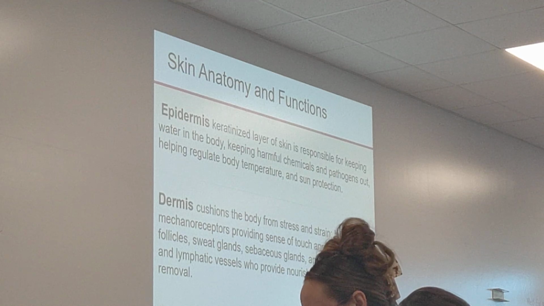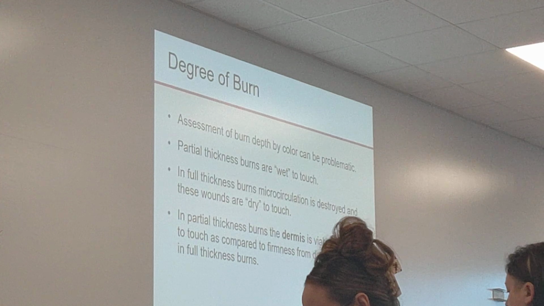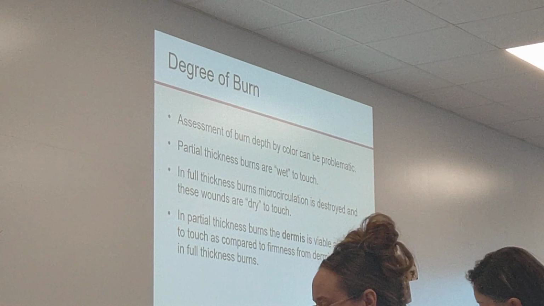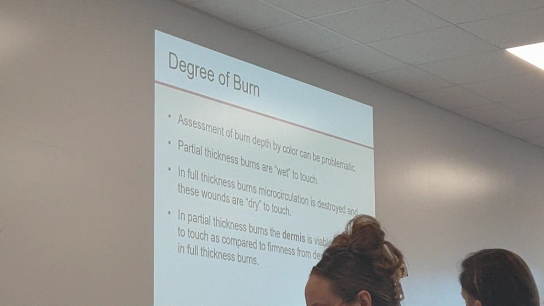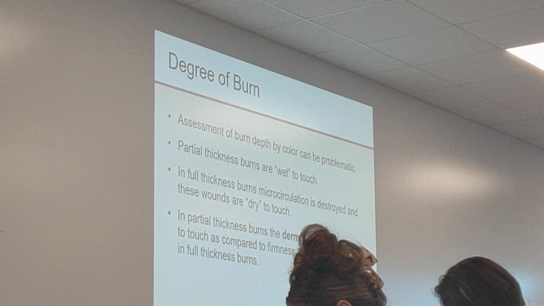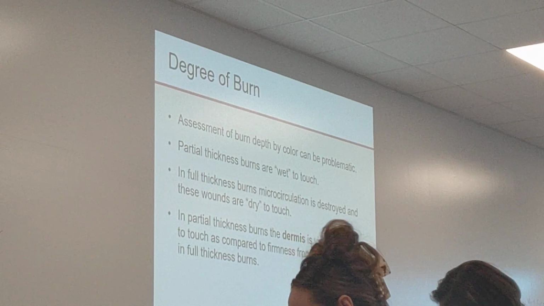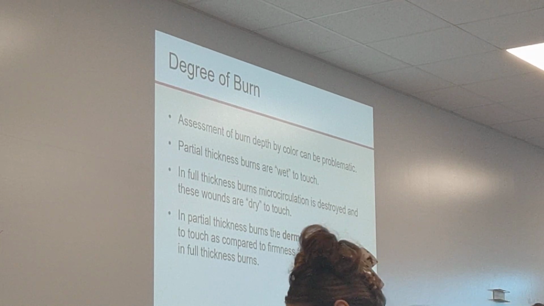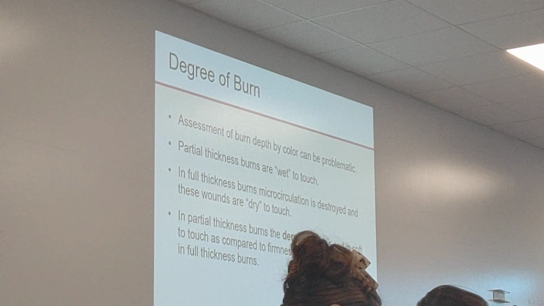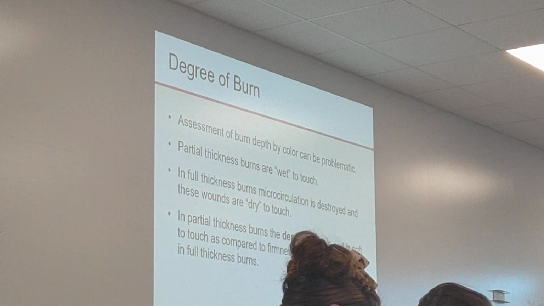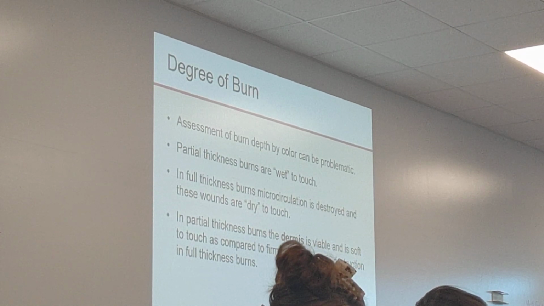I'm not going to go into the functions and all the tissues. The easiest way to determine the degree of the burn is that partial thickness burns appear to be wet to touch. Full thickness looks a little bit drier because it's gone down and those vessels are already exposed. So that's the best way to determine when you're looking at a burn. Of course, we also look at the color.